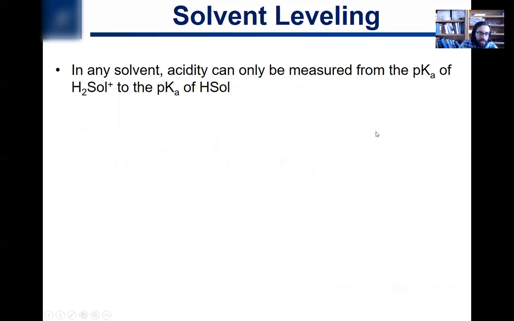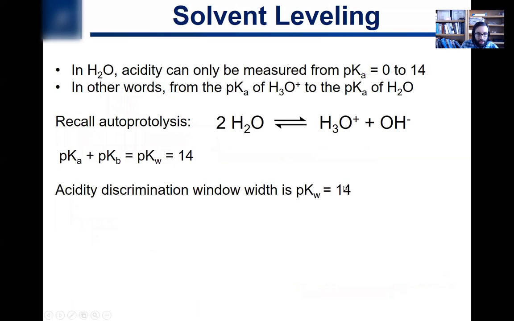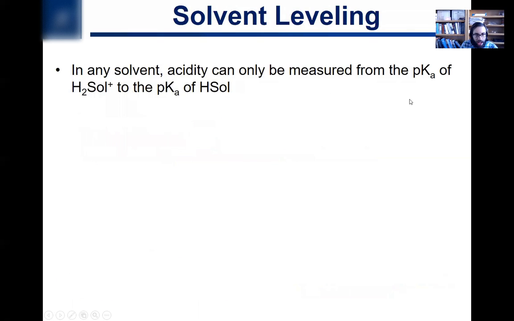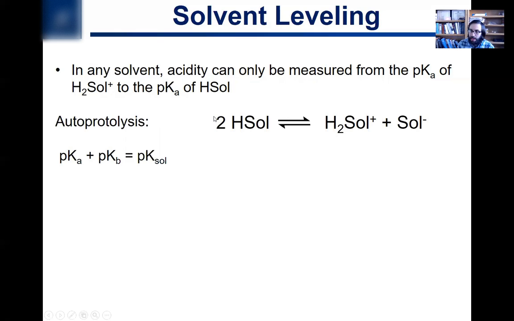All right, so now when we talk about solvent leveling, we can go back to our general discussion of different solvents. In any solvent, the acidity can only be measured, now extending to other solvents. We had this idea that for water, we could only measure from the pKa of hydronium to the pKa of water. And for any general solvent, we can extend that to say the acidity can only be measured from the pKa of H2Sol plus to the pKa of H-sol.